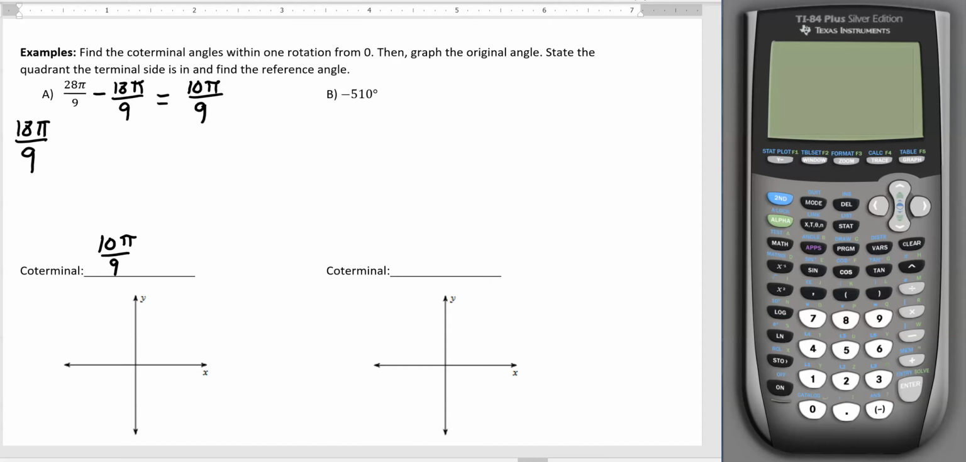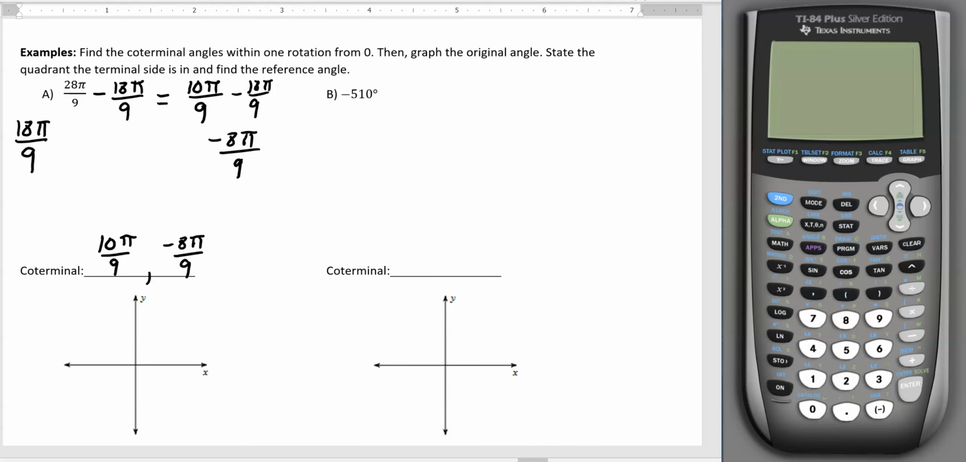I could subtract 18 pi over 9 again, and I would get negative 8 pi over 9. That would be another coterminal angle. I could do this process an infinite number of times and I would consistently be getting coterminal angles.